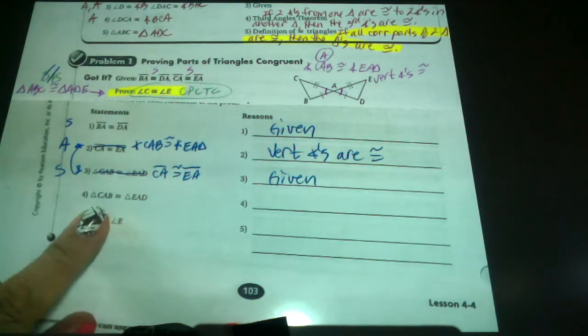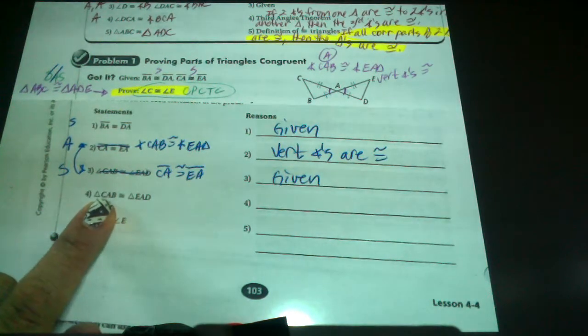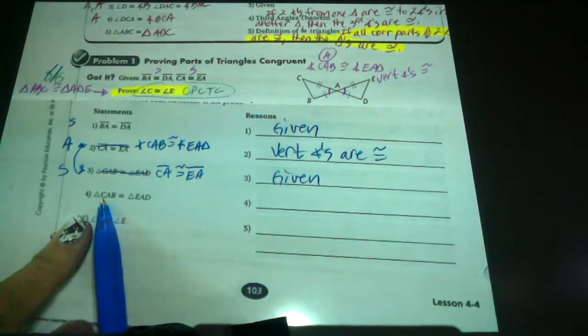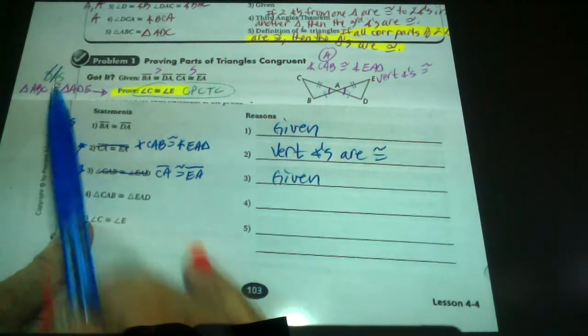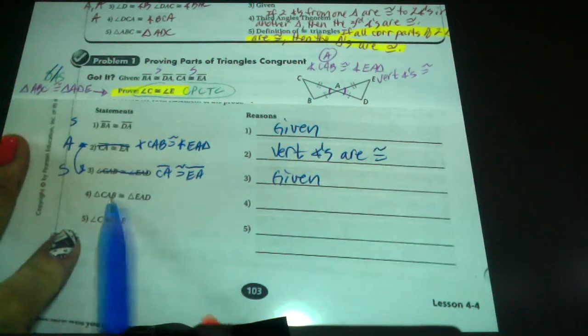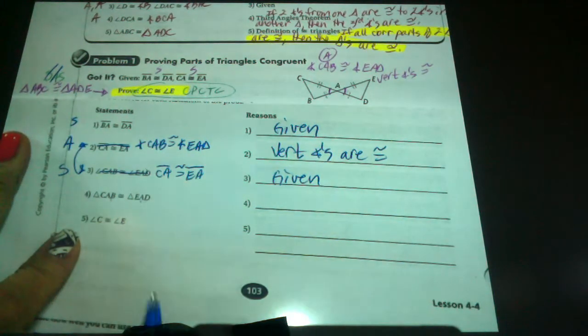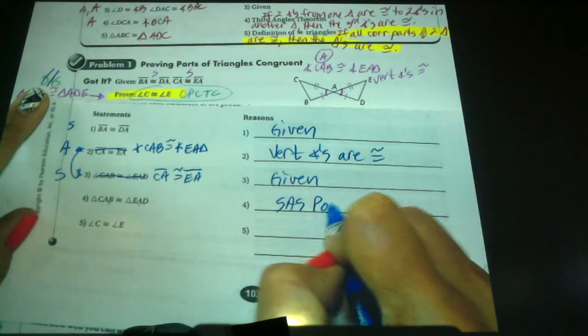And didn't they write theirs differently than I wrote mine? They wrote CAB. But notice that my C and my E line up, their C and their E line up. Their A and their A line up, and so do my A's, and so do my B's and D's. So this is acceptable as well. And the reason for that is exactly what we put up here, SAS postulate.